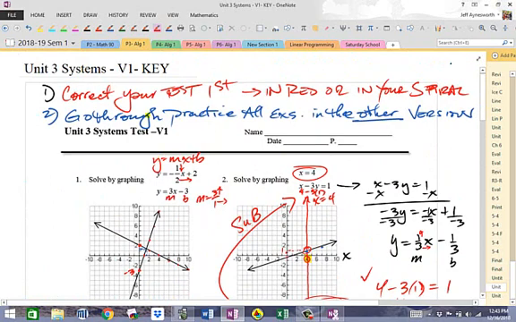So I wrote them up here. Correct your test first, okay, in red or in your spiral. And then number 2, you got to go through practice all equations in the other version, all right? So version 1 practices version 2. Version 2 practices version 1. Okay, I can't say it any more times than that.